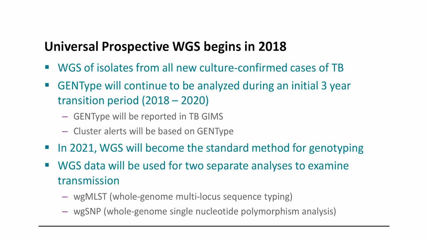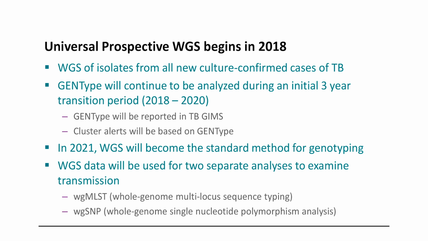Universal Prospective WGS begins in 2018, and WGS of isolates from all new culture-confirmed cases of TB will be performed. But GENType will continue to be analyzed during an initial 3-year transition period, which will be 2018 through 2020. During this time, GENType will continue to be reported in TB GIMS, and cluster alerts will be based on GENType. In 2021, WGS will become the standard method for TB genotyping.